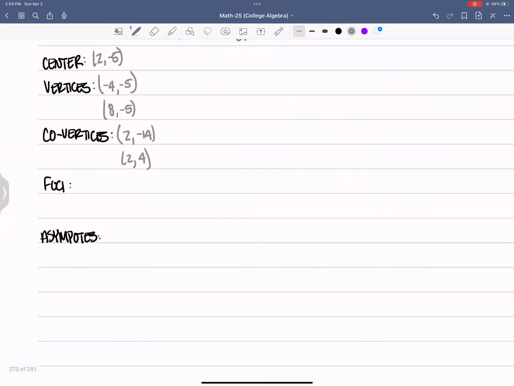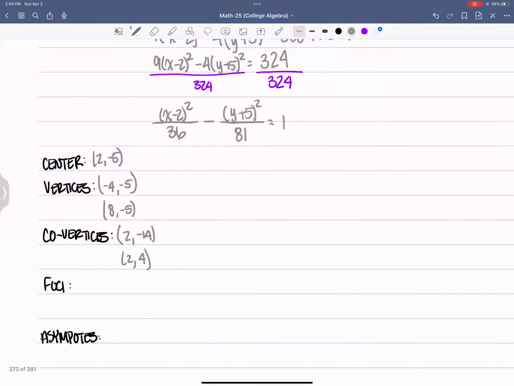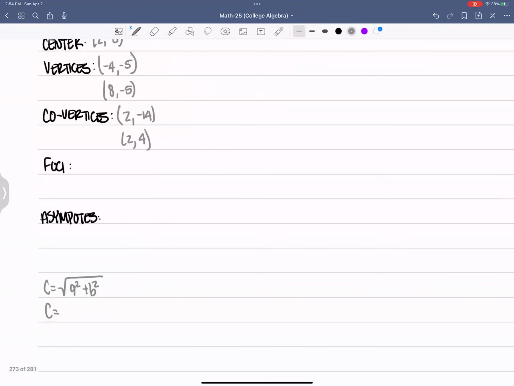We have our foci. Let's figure out what the foci are. So for the foci, c is equal to the square root of a squared plus b squared. So c is equal to the square root of 36 plus 81. So 36 plus 81.